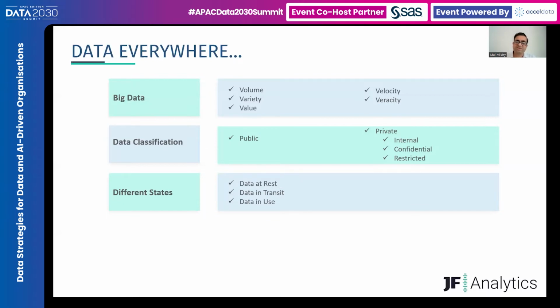The third one is data in use. This is the state when data is used by an application or system to provide some valuable information. It is super important to secure the data when it is in use.